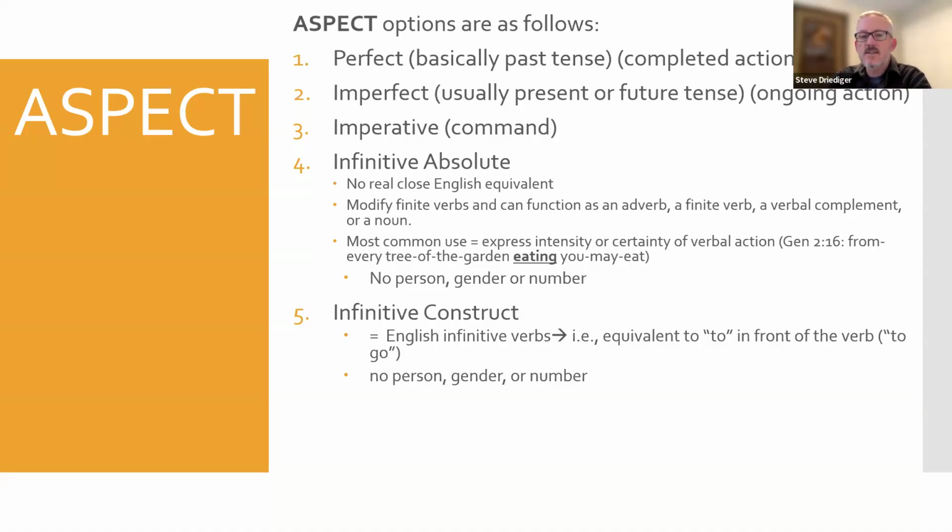The infinitive construct is probably the easiest one. In terms of its equivalent to English, it functions pretty much the same way that we would use an English infinitive verb by sticking the "to" in front of it, right? To walk, to go, to know. Basically, that's the way the infinitive construct is used. The infinitive absolute is used almost more like an adverb.